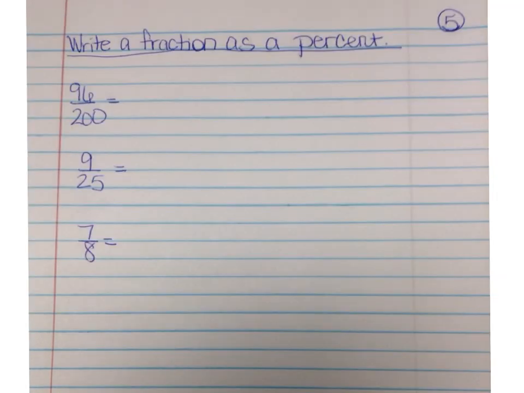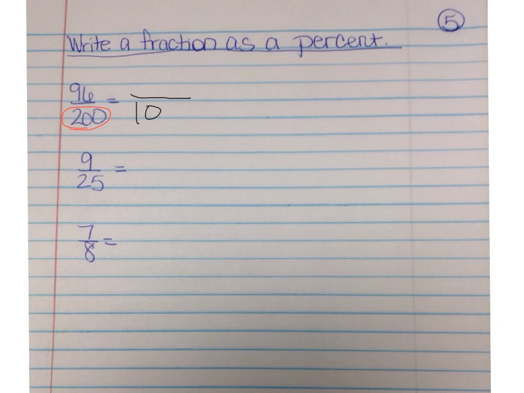Okay, now we're writing the fraction as a decimal. Now there's two different ways, and I'm going to show you both. So the first way is 96 out of 200. Okay, so percent means out of 100. So I need to turn the bottom number into 100. So in order to do that, I would have to divide 200 by 2.